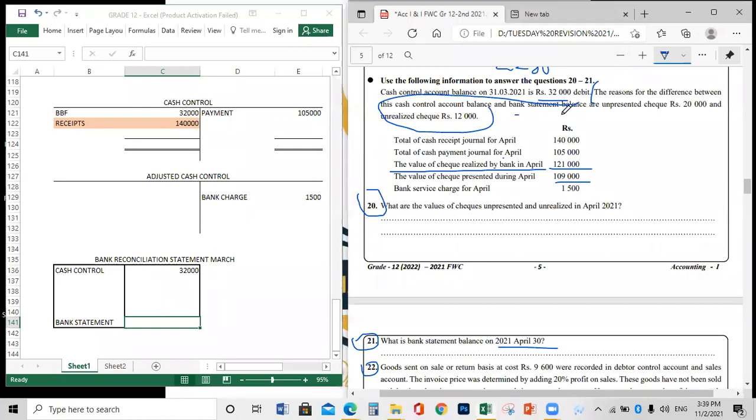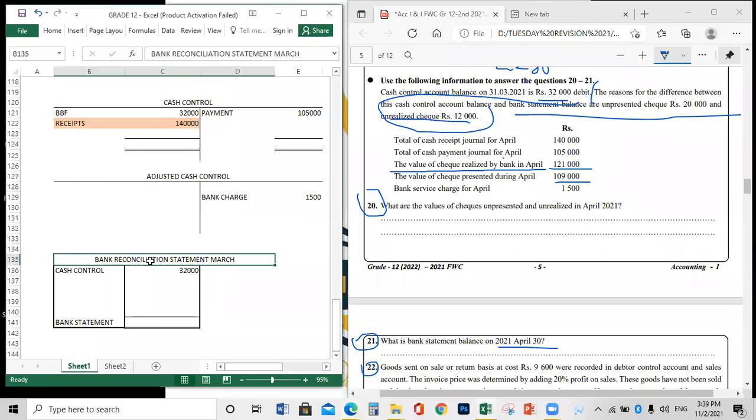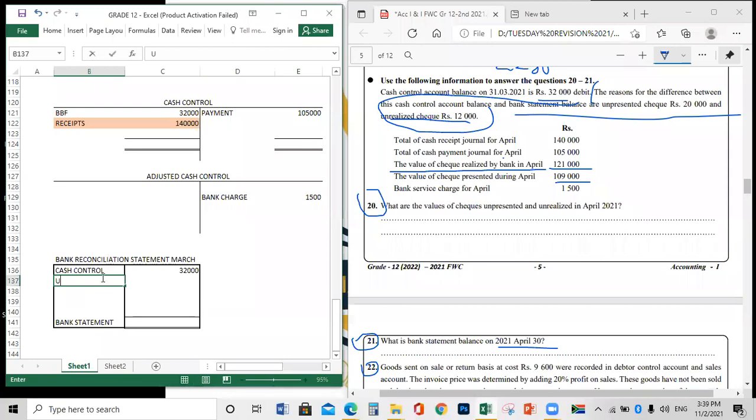How can you do that? Through this information. Tell me guys, what is the opening bank statement balance? Check properly. Don't forget which one you should add and which one you should deduct, unpresented or unrealized. Guys, you will add the unpresented checks and deduct the unrealized check.